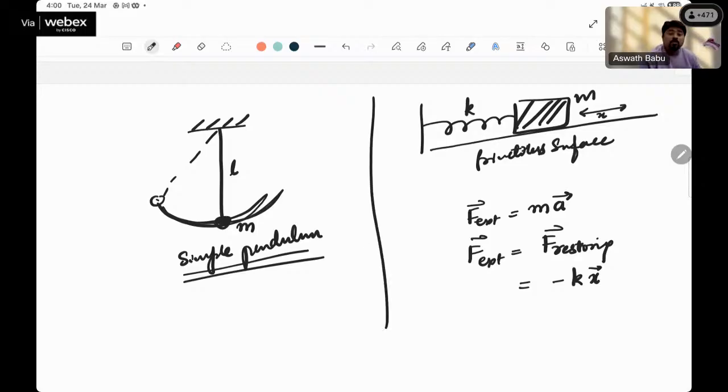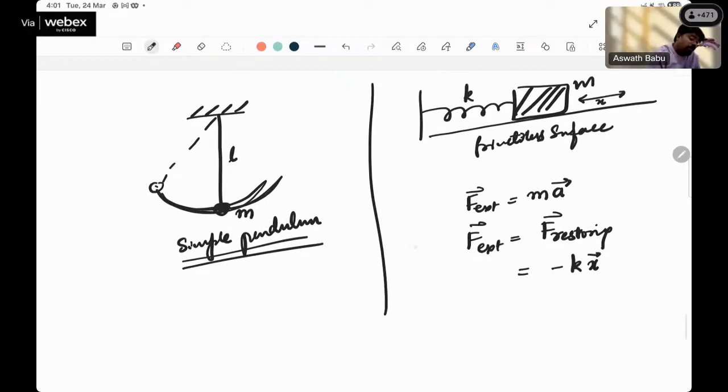Now let's say I ask you a question. What is the oscillation frequency? With what frequency is this system going to oscillate? How long are these oscillations going to sustain? If I ask such a question, you have to study the dynamics of the system.